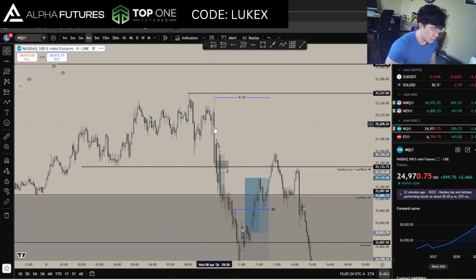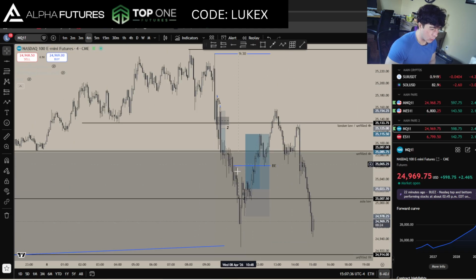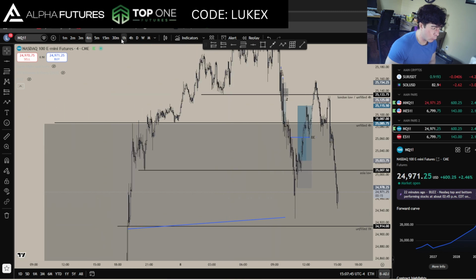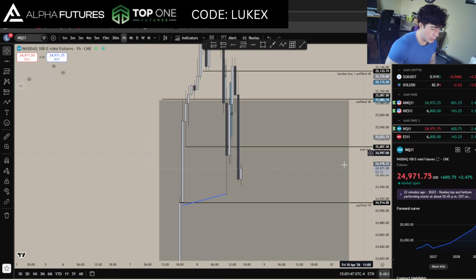So market opens up and dumps all the way down. We take out London. We fill the first 4-hour unfilled. We filled the second unfilled 4-hour. We take out Asia low, and what happens from there? We actually get an internal SMT within this 4-hour gap.